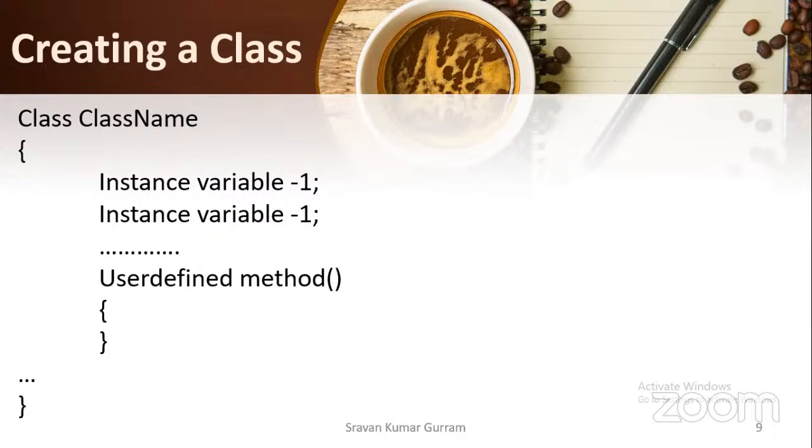And observe carefully here. Here we are creating some variables within the class. This is the starting point of the class, and this is the ending point of the class. Within the class, we are creating some variables. Depending on your requirement, you can create variables. How many do you want? Okay.